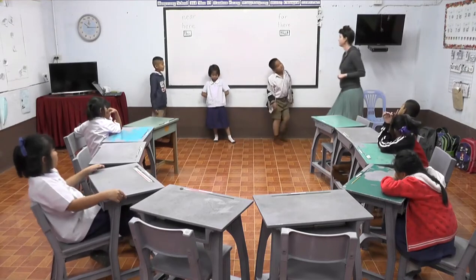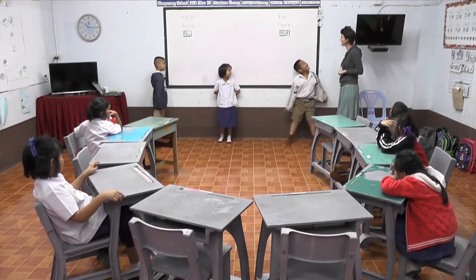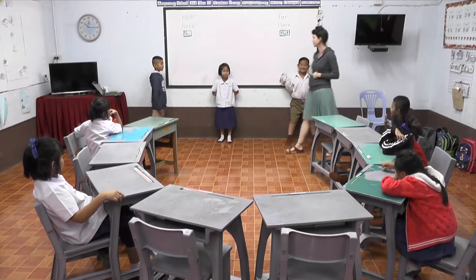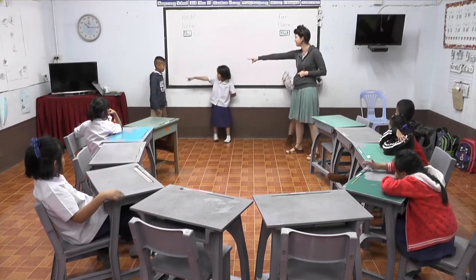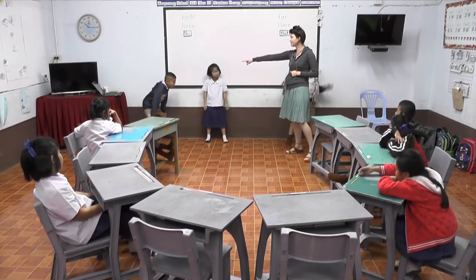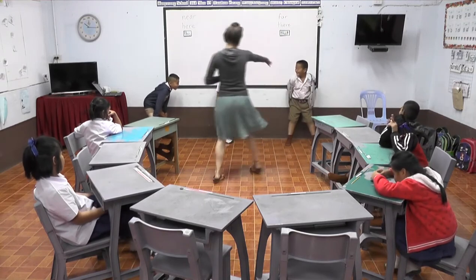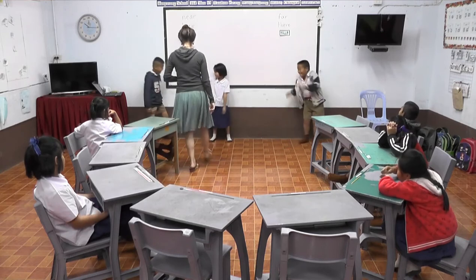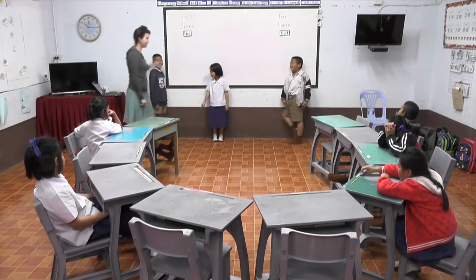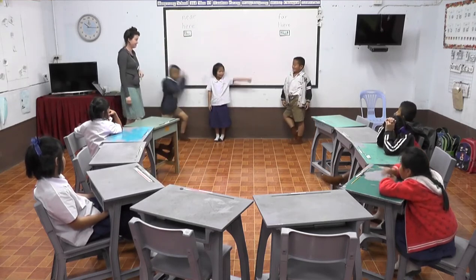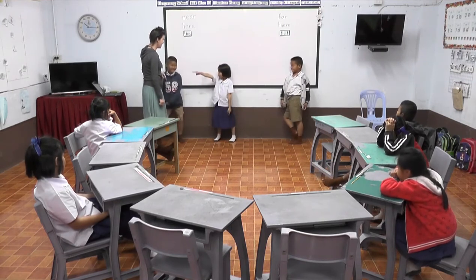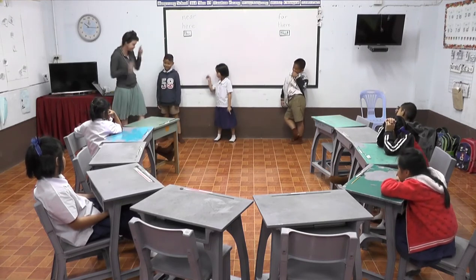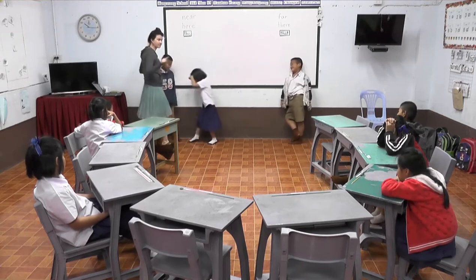Animal. Meow. Cat. What's that? That is a buffalo. What's that? That is a cat. That is a buffalo. What's that? That is a cat. Very nice. Good job. Okay, that buffalo is using his horns. You can sit at your desk.